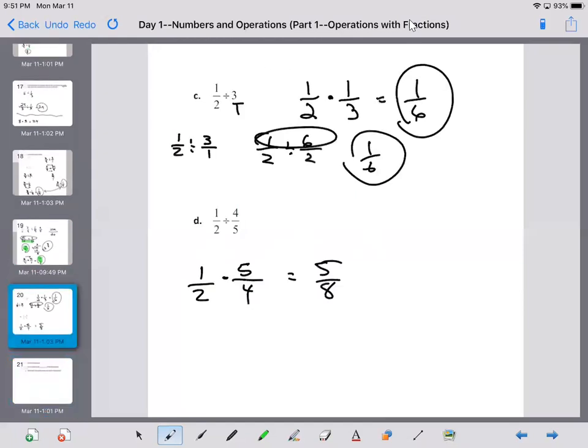So that'll conclude our first video about operations with fractions. We looked at adding, subtracting, multiplying, and dividing.